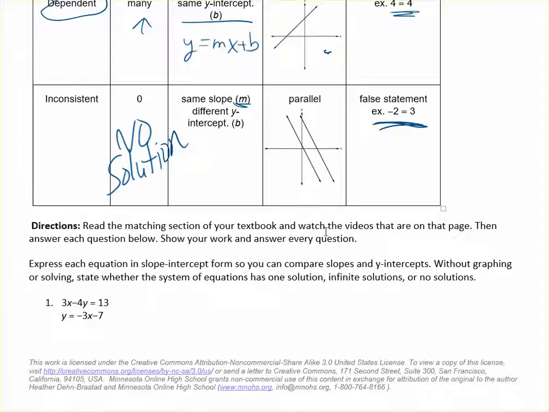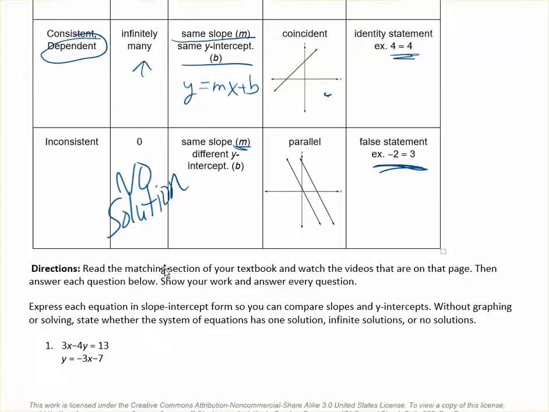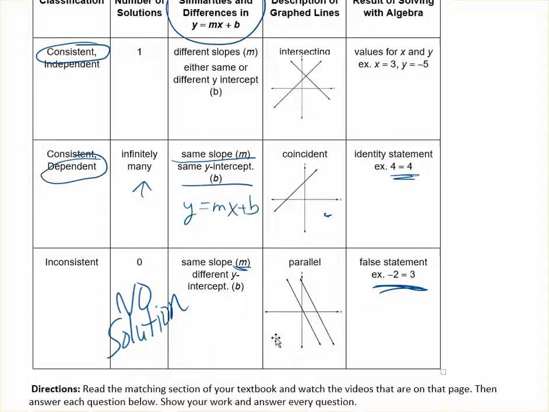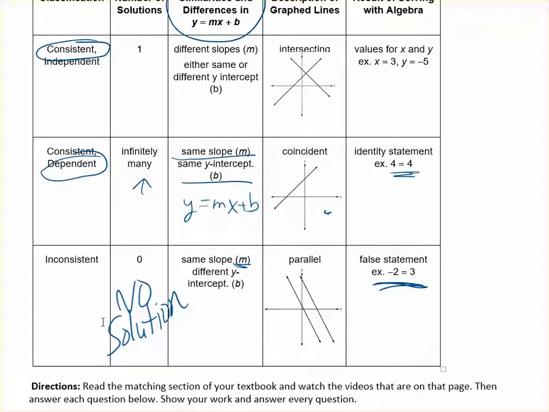All right, so we are going to go ahead, and for the first problems, we are going to use this column. We are going to write them in slope-intercept form, and we're going to compare the slopes and the y-intercepts so that we can tell, even without solving, what kind of system we would have and how many answers we would have.